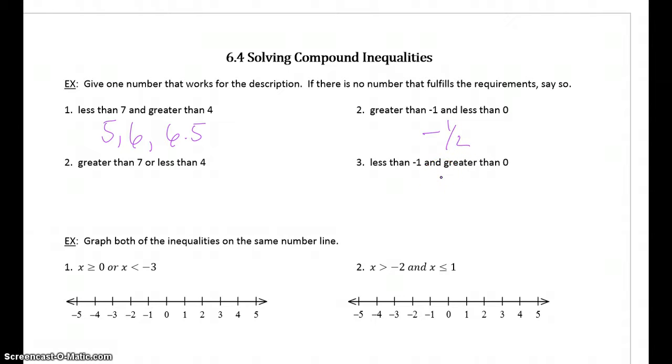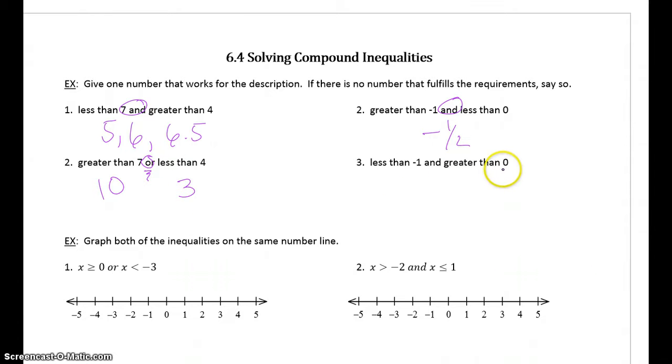Greater than 7 or less than 4. So notice the difference. This says and, this says and, so the number has to meet both requirements. However, this one says or, so as long as it meets one or the other, you're fine. So a number greater than 7 would be 10, a number less than 4 would be 3. So both of those numbers would work for this compound inequality that is an or statement.